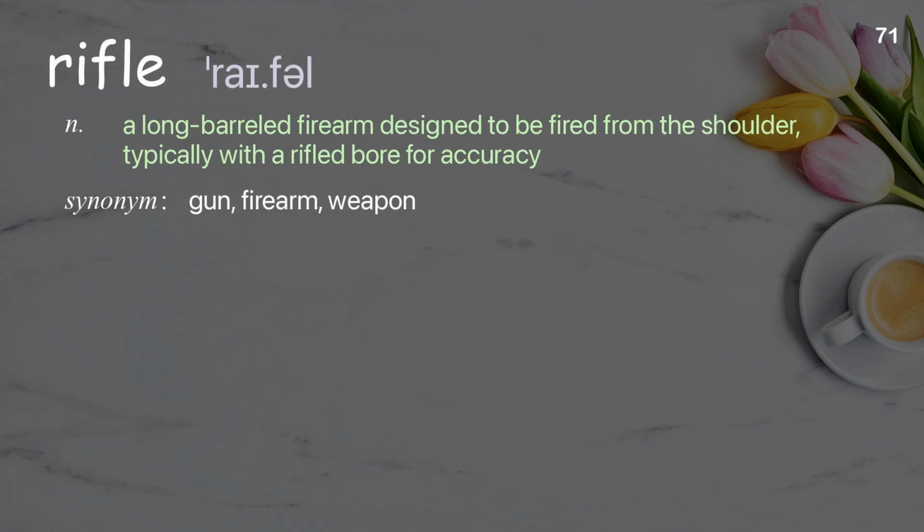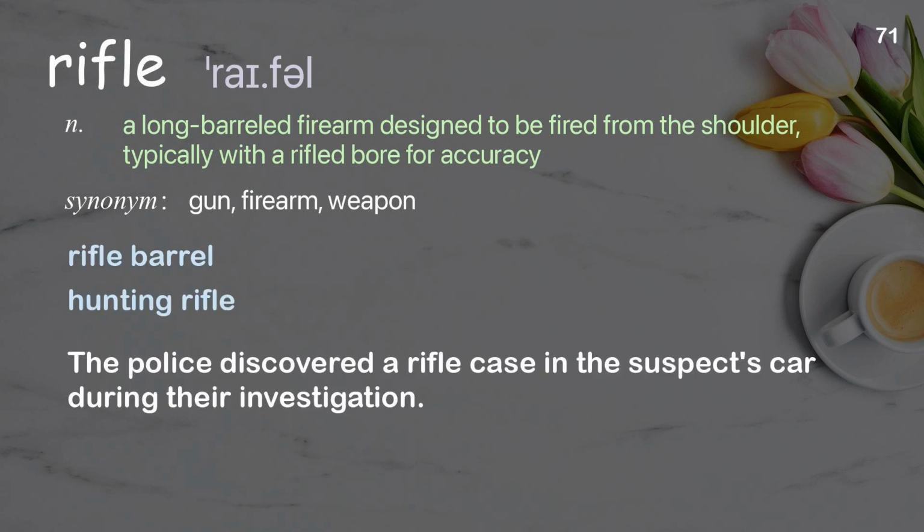Rifle: a long-barreled firearm designed to be fired from the shoulder, typically with a rifled bore for accuracy. Examples: rifle barrel, hunting rifle. The police discovered a rifle case in the suspect's car during their investigation.